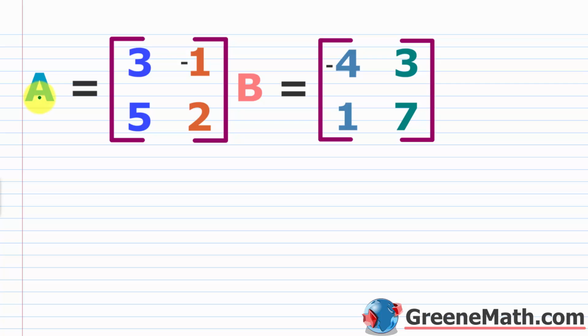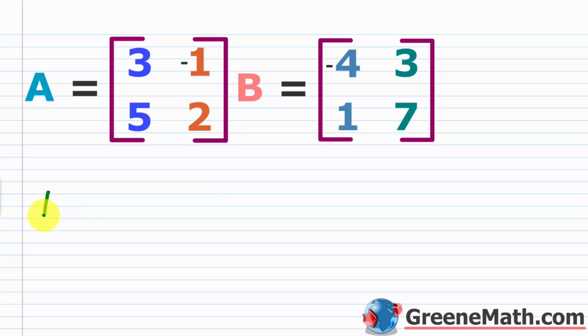So suppose I have matrix A, and matrix A is equal to, in the first row, the elements 3 and -1. In the second row we have the elements 5 and 2. Then suppose I also have matrix B, which is equal to, in the first row, -4 and 3, and in the second row, 1 and 7. In each case, I have 2 rows and 2 columns, so they're each a 2x2 matrix, so I can find the sum of A and B.